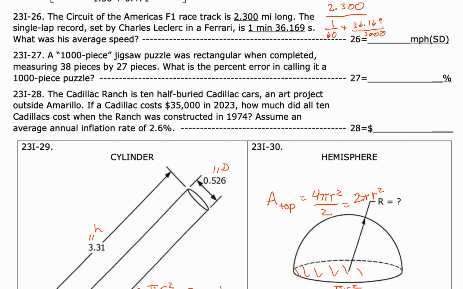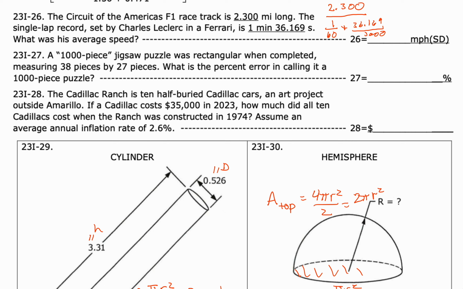Welcome back. Let's look at number 26 on 23I. It involves another speed time question here. The Circuit of America's F1 racetrack is 2.300 miles long. The moment they underline these numbers, they are telling us that those are four significant digits in the problem. Usually, trailing zeros are not going to be significant unless they are treated with a decimal point. In this case, that is the case.